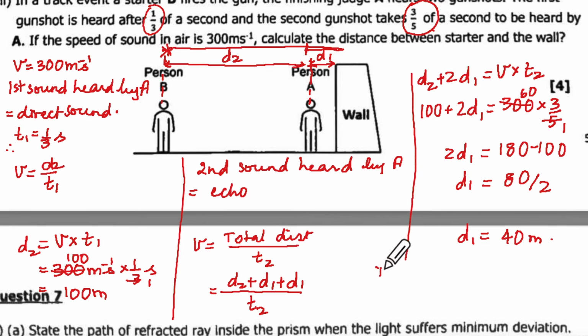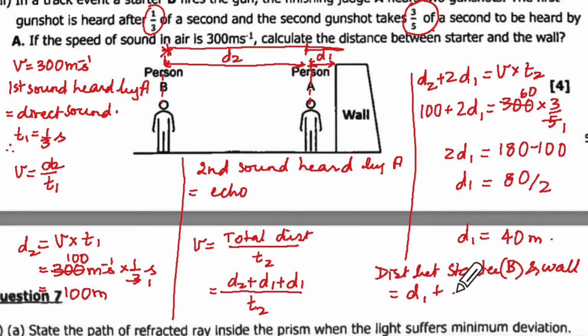Then what are they saying? Distance between starter means B and wall is actually D1 plus D2, which is 40 plus 100, which is 140 meters. Okay?